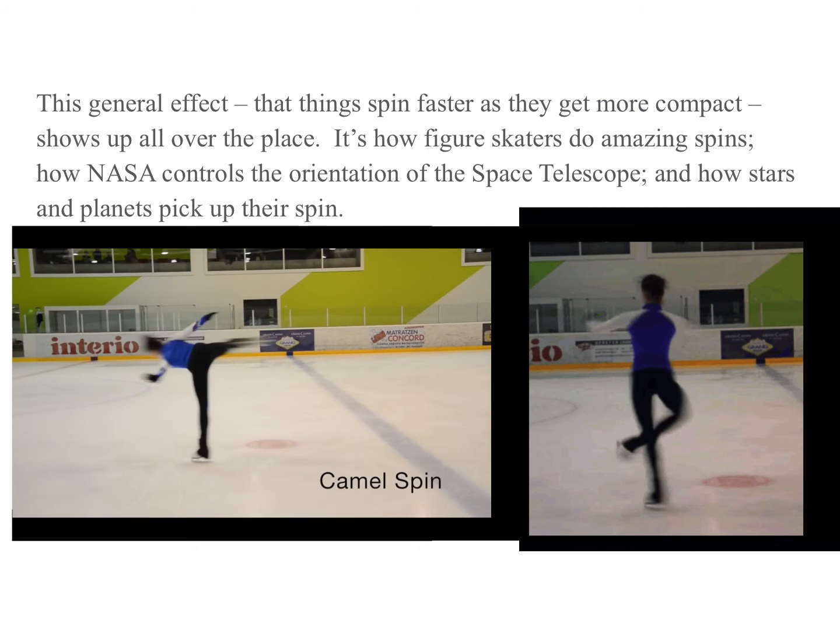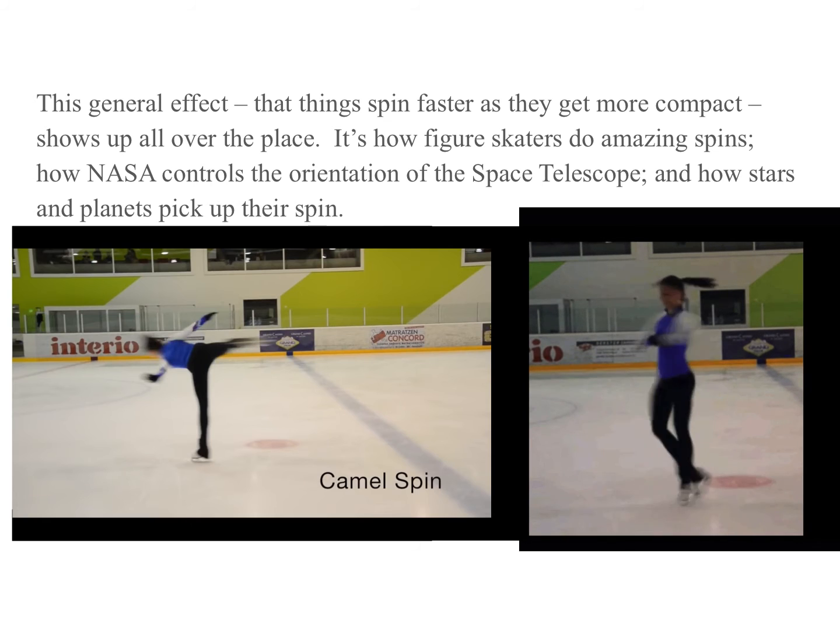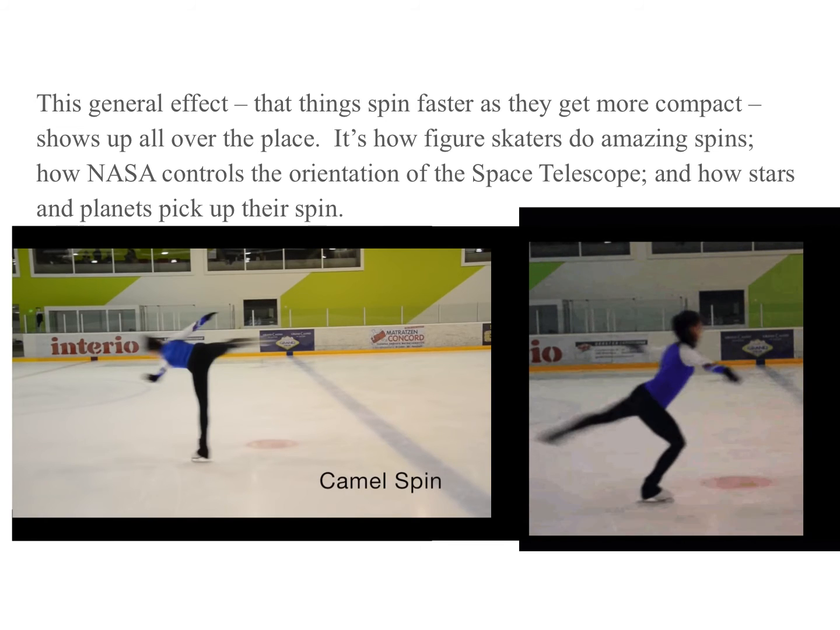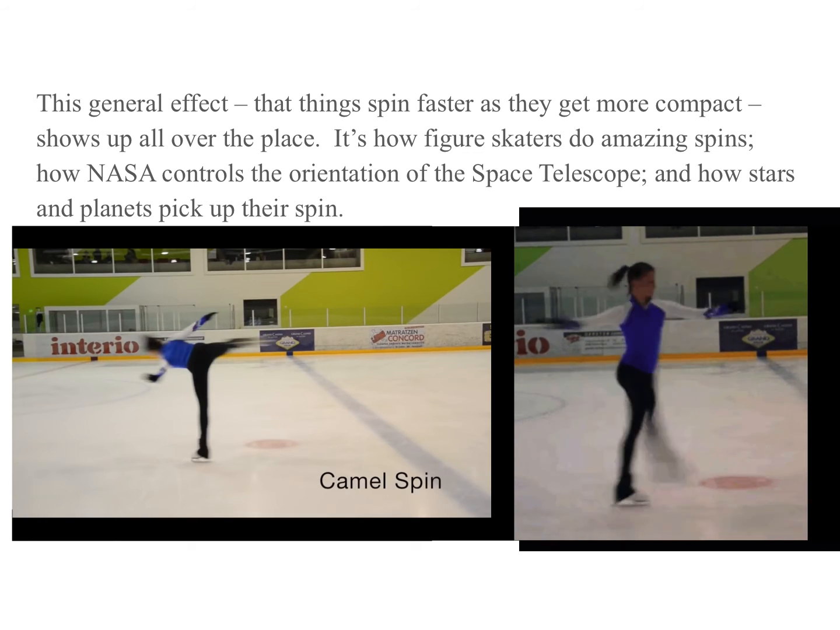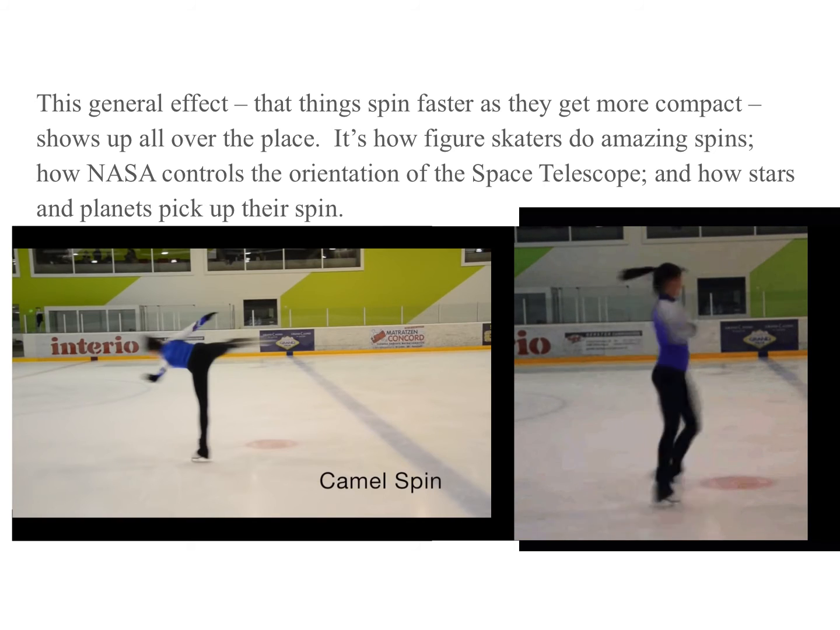This general effect that things spin faster as they get more compact shows up all over the place. It's how figure skaters do amazing spins, how NASA controls their orientation in the Space Telescope, and how stars and planets pick up their actual daily spin. We can see it in ice skating in the following way. This is sort of just summed up. As she brings in her arms, you'll see that she gets much faster.